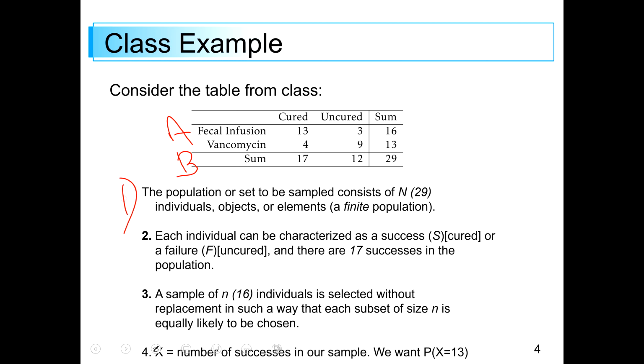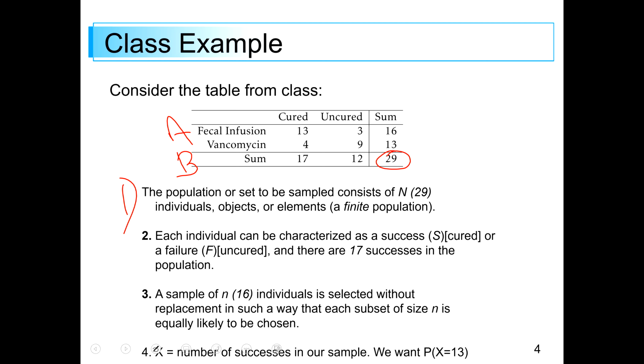This is one. I don't know why one got cut off. The population or set to be sampled consists of 29 individuals. That's the total sum here. So we have 29 total individuals. Each individual can be characterized as a success, that's cured, or a failure, uncured. So each individual is in one category, success or failure.